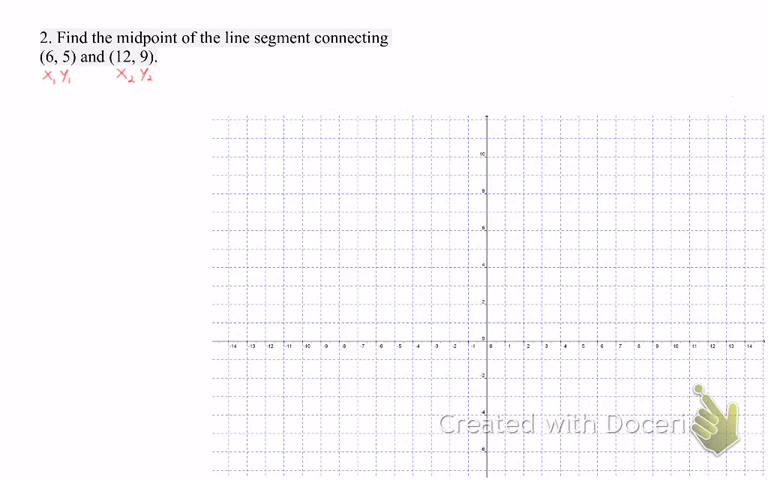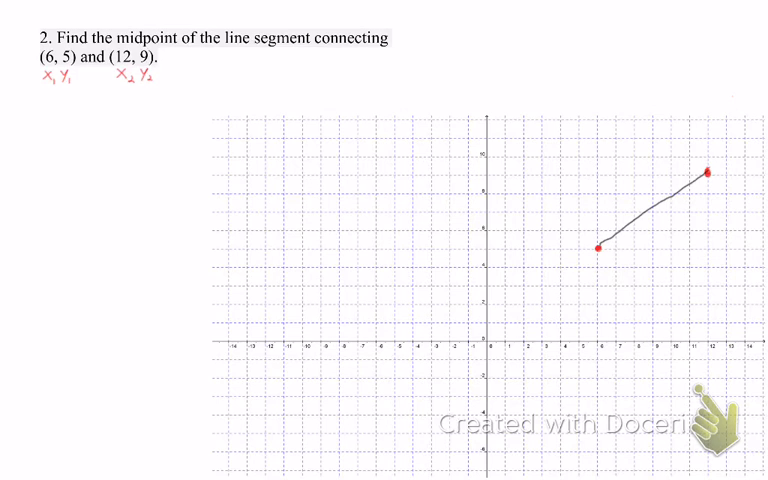So if we graph these points, let's first graph (6, 5). So if we go over 6 and up 5, we are here. So I'll graph that point. That's (6, 5) and (12, 9). So we go over 12 and up 9, puts us right here. I'll graph that point. And if I connect those lines like so, what would our midpoint be?